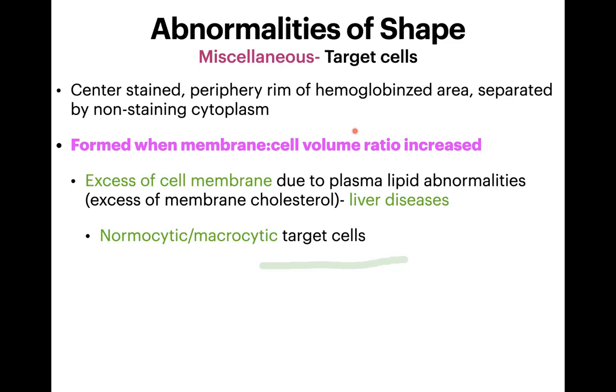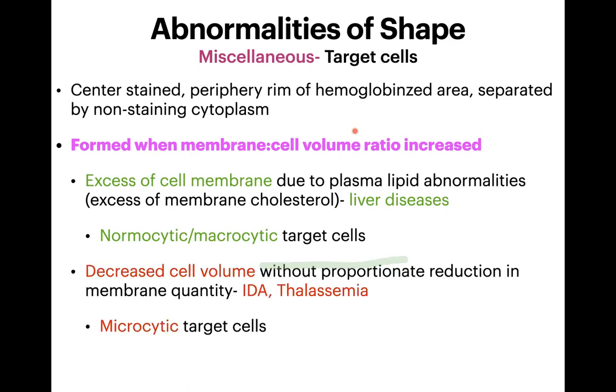The excess of cell membrane can either be due to plasma lipid abnormalities, which lead to excess of membrane cholesterol, as seen in liver diseases, in which you will find normocytic and macrocytic target cells. Or the other possibility is that the membrane is in excess because the volume is decreased. That's why they are seen in iron deficiency anemia and thalassemia. In these cases, hemoglobin is reduced, the cell volume is decreased, the amount of membrane is still the same, then you will find these target cells. I hope this will help you remember the causes of target cells, if you remember the fact that the membrane is increased as compared to the cell volume.